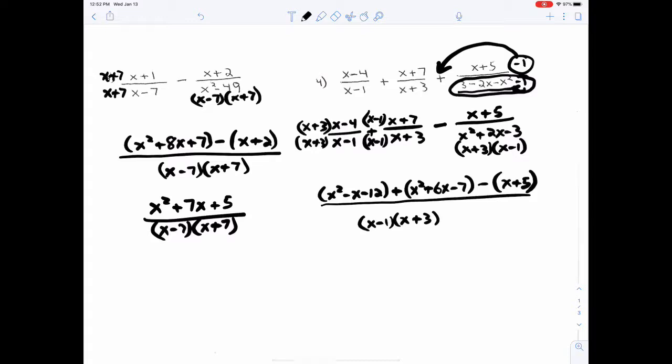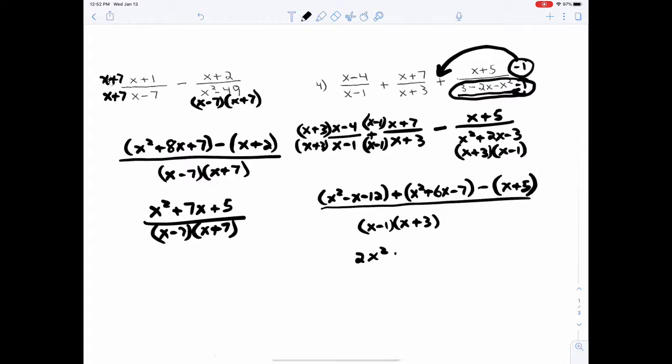So we get x squared plus x squared is 2x squared. Negative x plus 6x minus x, so that would be plus 4x. And then negative 12 plus negative 7 is negative 19. Minus 5 is minus 24. And that's all over x minus 1 times x plus 3.